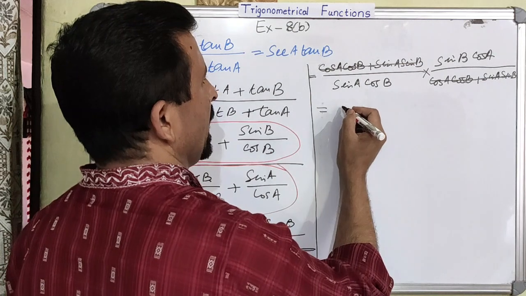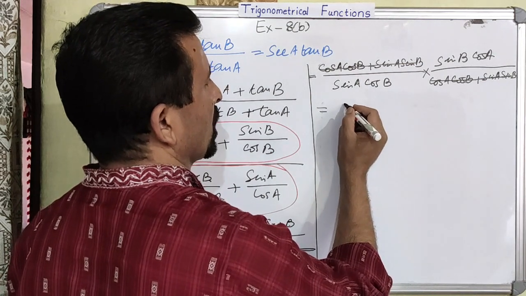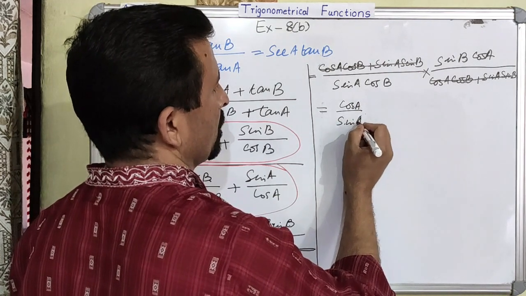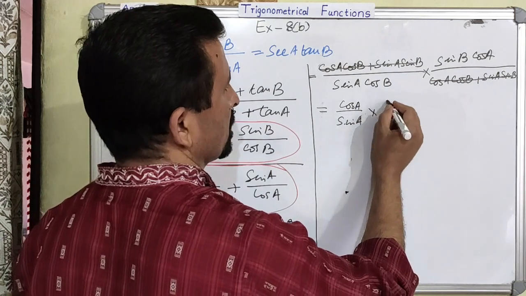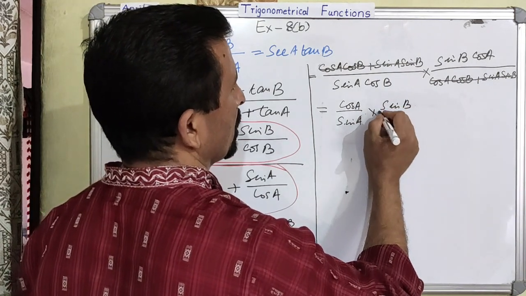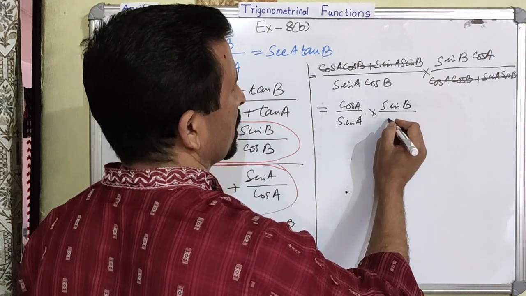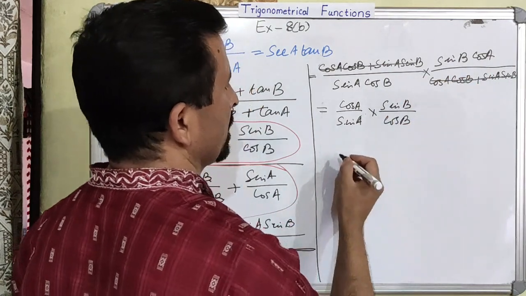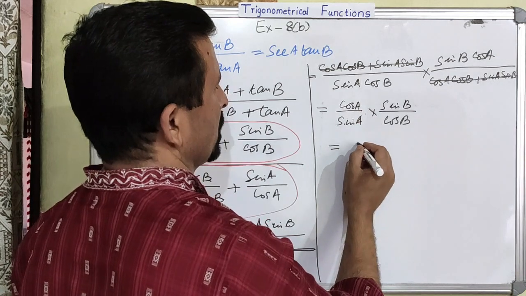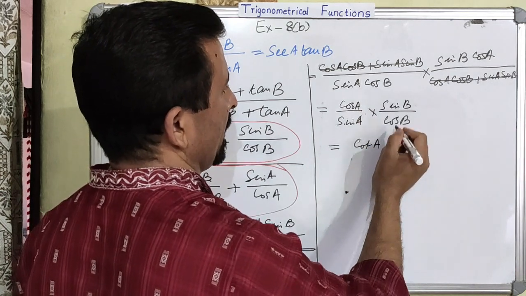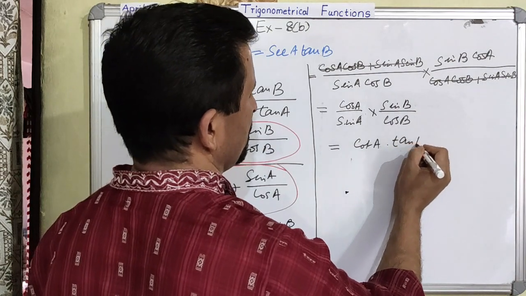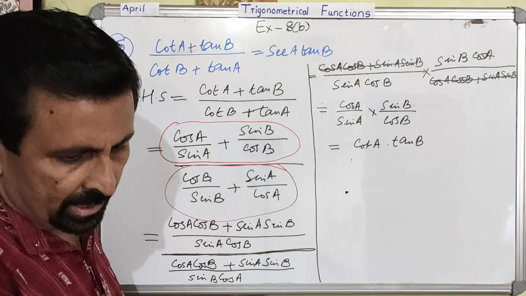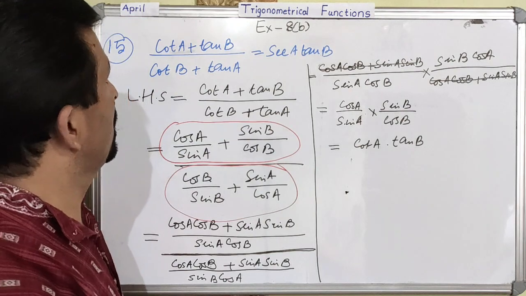So we'll write here cos A over sin A. We cannot have a different angle in it, so into sin B over cos B. Is it okay? So this gives you what? Cot A, and this gives you tan B. Cot A into tan B. Is this very clear?